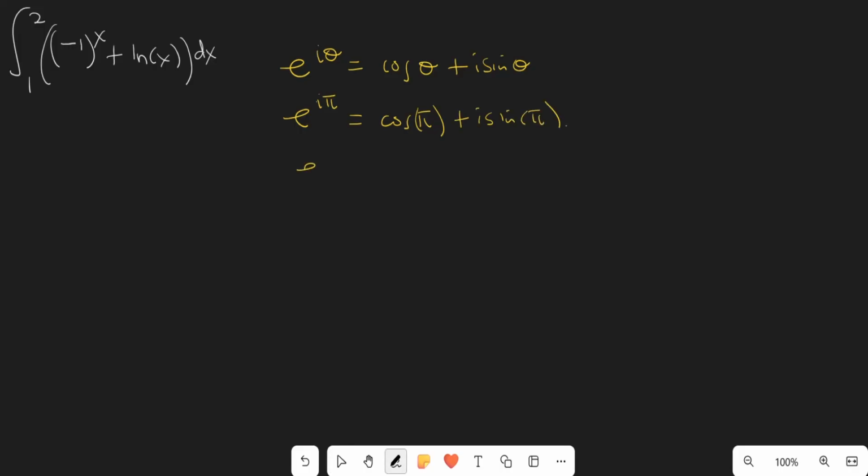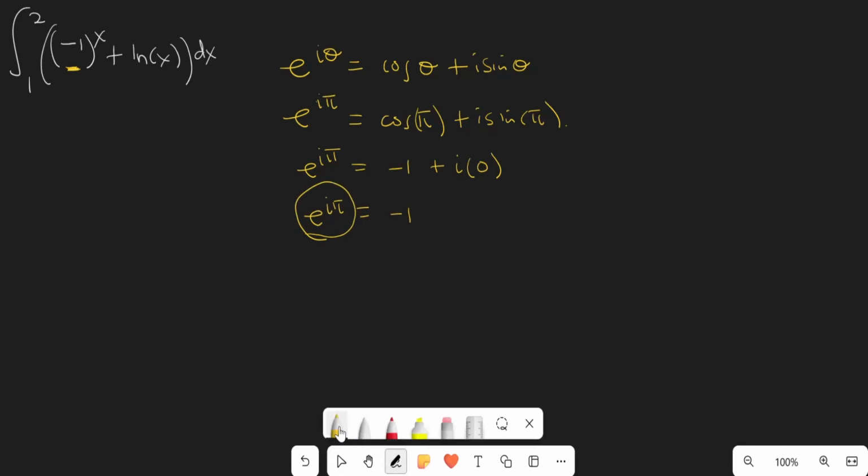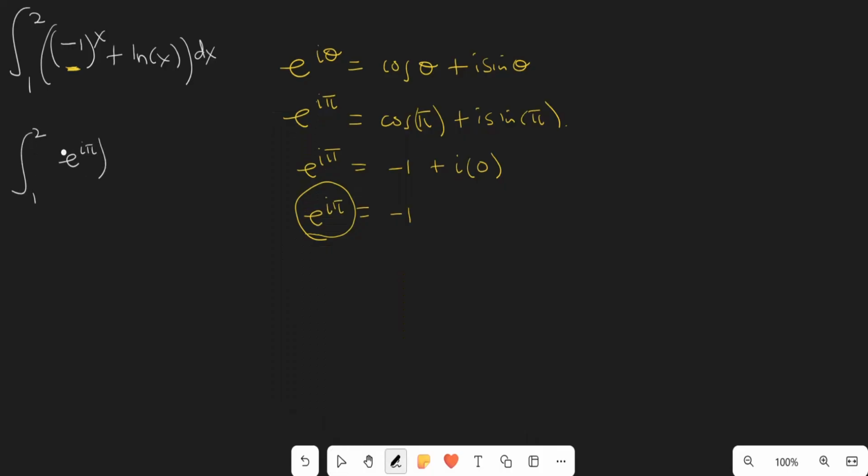What is cosine of pi? Cosine of pi is -1 and sine of pi is 0. So e to the i pi is going to be -1. So in place of our -1 in the integrand, I'm going to replace that with e to the i pi. That is by courtesy of Euler's formula. So our integral really reduces to the integral from 1 to 2 of e to the i pi, all raised to the power x, plus the ln of x, all this dx. So the integral from 1 to 2 of e to the i pi x plus the ln of x dx.